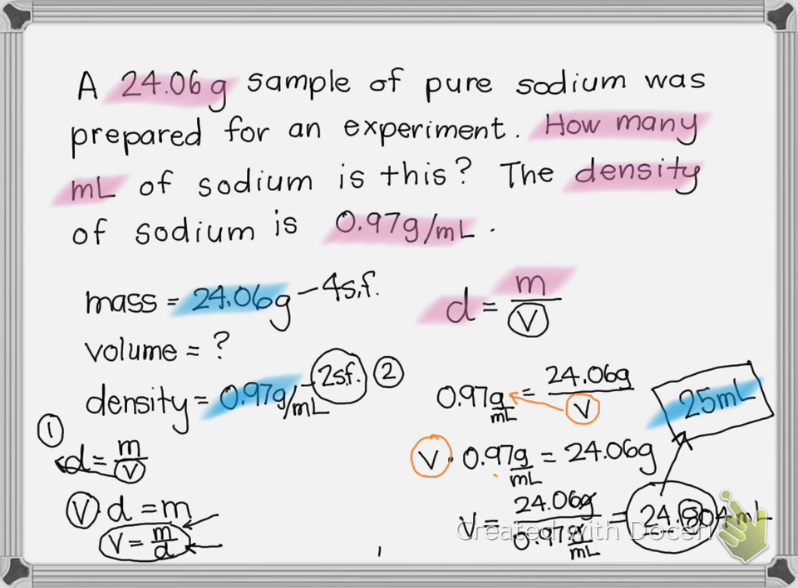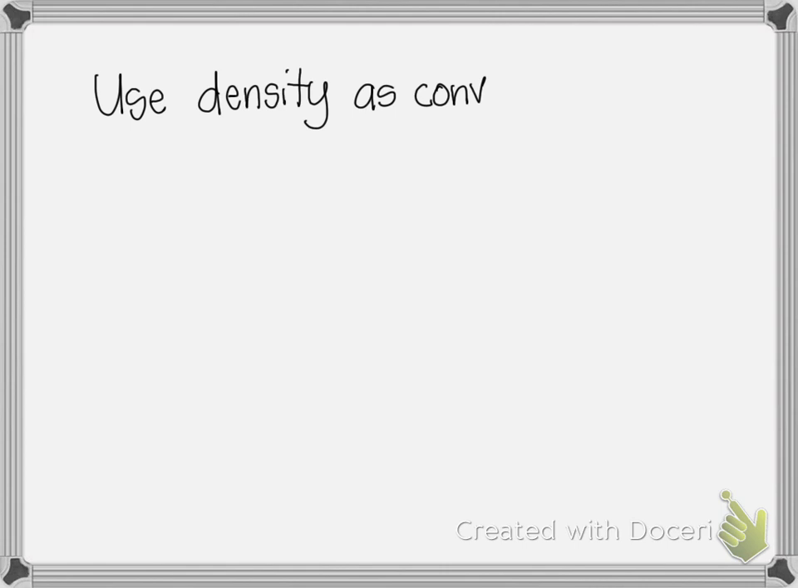Now, I'm going to take this opportunity to show you one more way you could solve this, and it's using density as a conversion factor. And it doesn't require you to rearrange like I did on this slide. Whoops, I didn't change my marker. Okay. So this is a possibility if you don't like rearranging algebraically. If you're given density, you can use it as a conversion factor.